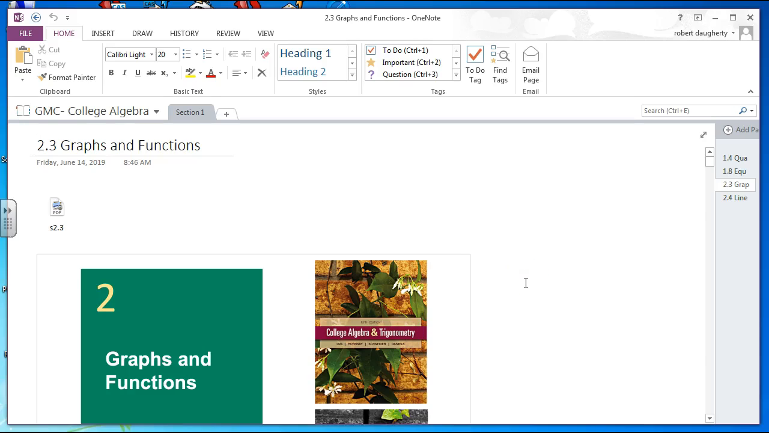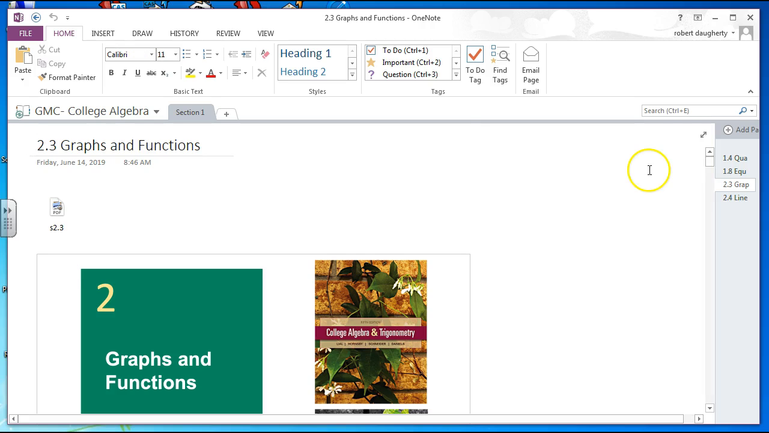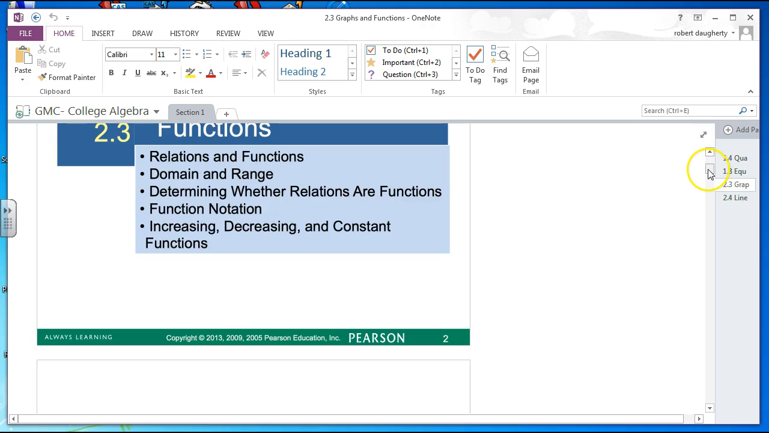Okay, here we go. A couple of remote lessons today. We're going to start out with section 2.3, graphs and functions. What we'll talk about is the concept between the definitions of relations and functions.